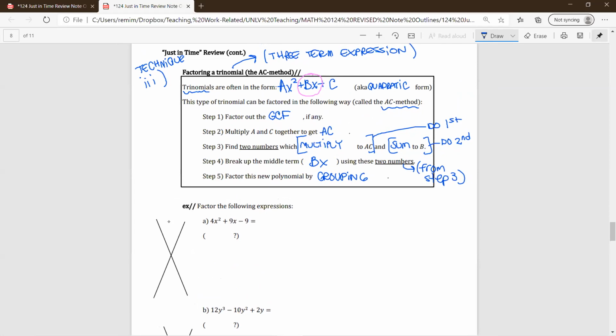So first of all, this is a trinomial, and it's of the form ax squared plus bx plus c. So that means we can use the AC method on it. So what's step one here? Step one says factor out the GCF if there is any. So we're asking ourselves, is there a GCF here? And there is no GCF.